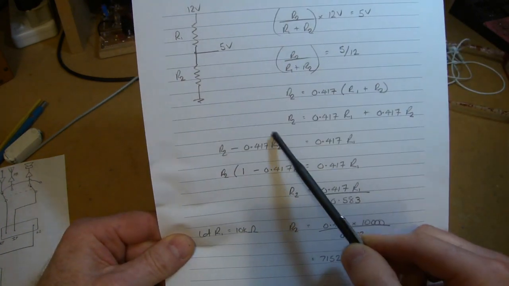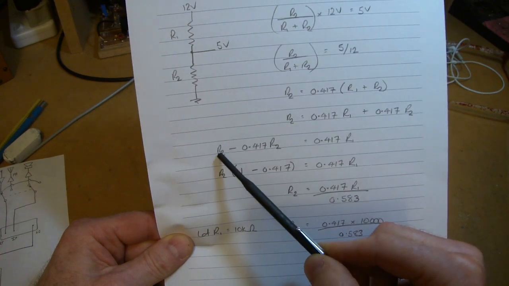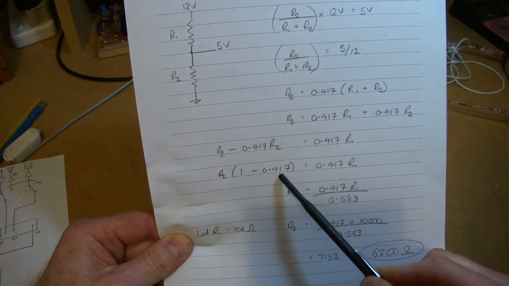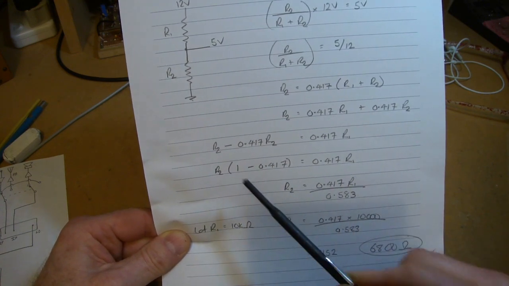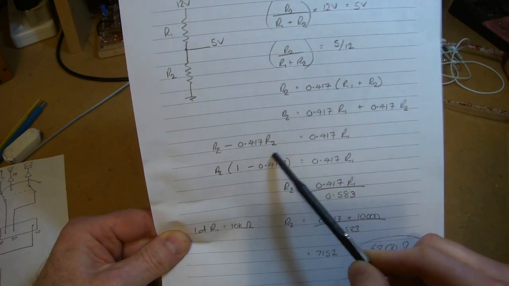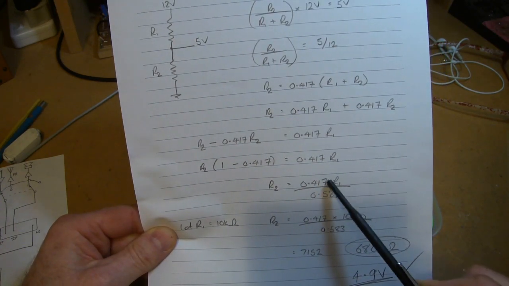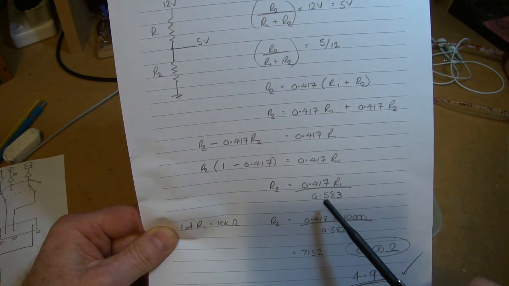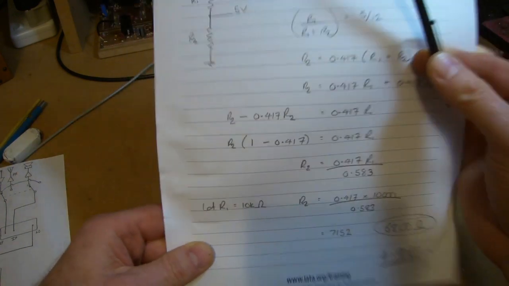We can now pull that common R2 out, so R2 times the bracket of 1 minus 0.417. We can now divide both sides by 1 minus 0.417, which gets rid of that, and we're left with R2 equals 0.417 R1 divided by 0.583, in other words, 1 minus 0.417. So now we're getting close.